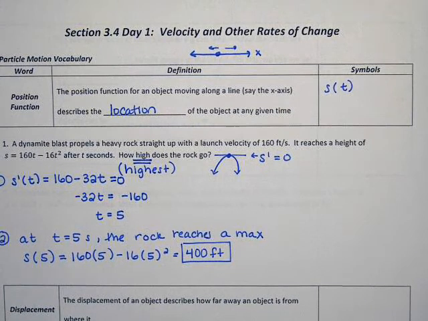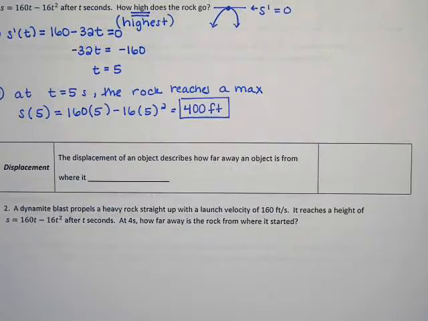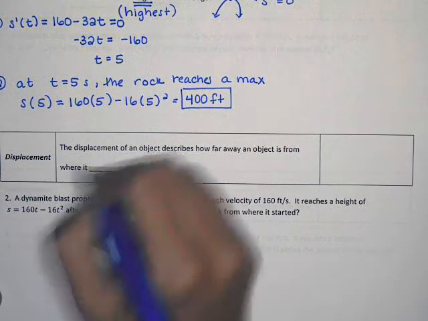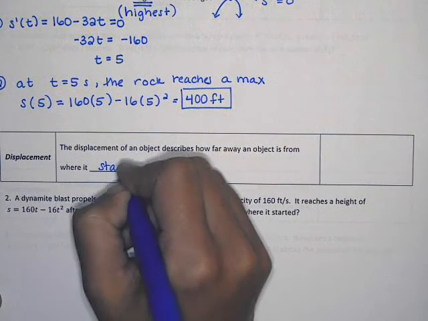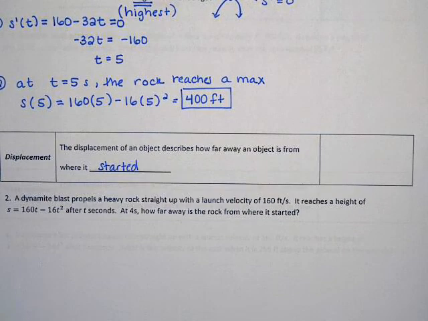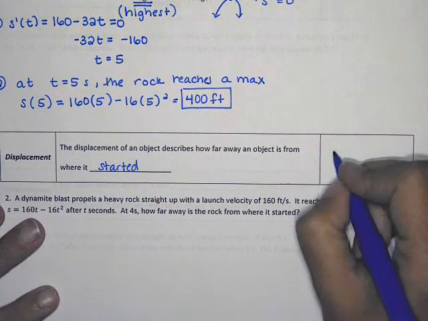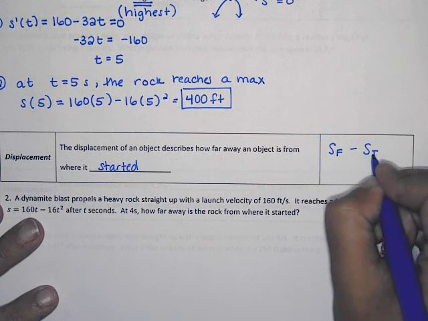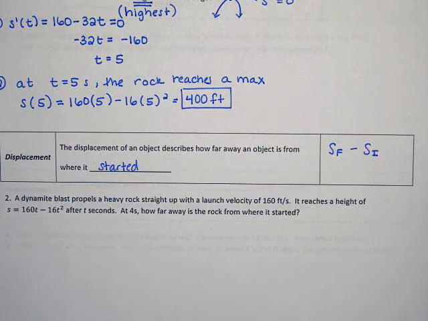Okay, next, displacement. Displacement of an object describes how far away an object is from where it started. There are two different ways to calculate displacement. The way that I prefer, the way that I think is the easiest way to calculate displacement, is to take your final position minus your initial position. So I'm using F to represent final and S to represent initial.